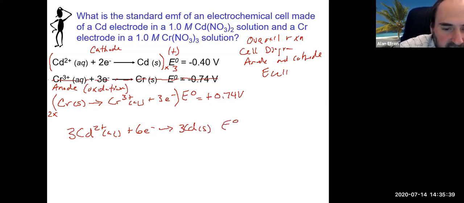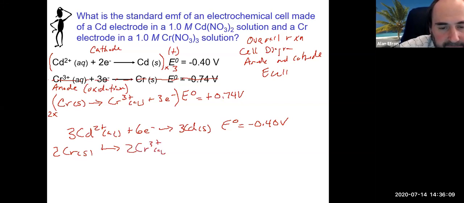Now, my E of the cell in this case does not change. So that's what we were just talking about on that table. Even though I had to multiply this by a common number, it will have no effect on E of the cell. So it remains the same for that half reaction, or the SRP value, I guess is a better way of saying that. We also are going to multiply our bottom one that we did flip, which would be 2Cr solid goes to 2Cr3+ and 6 electrons.